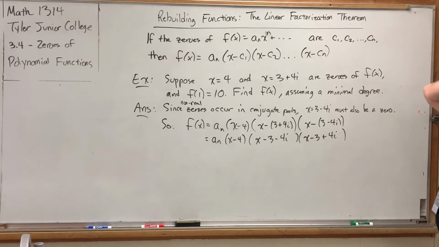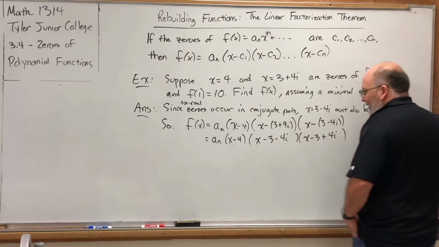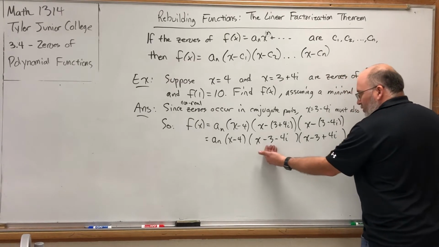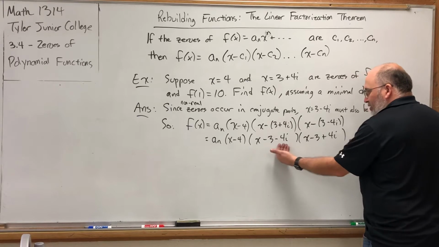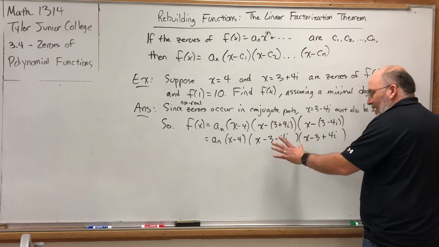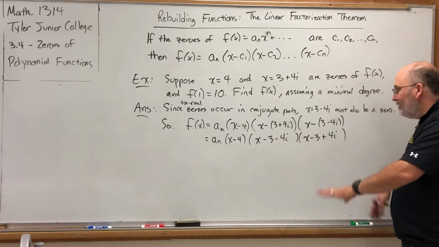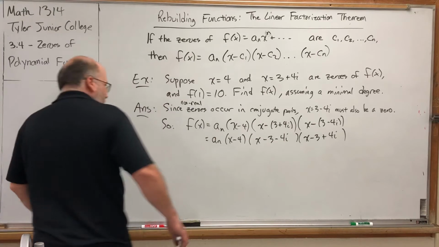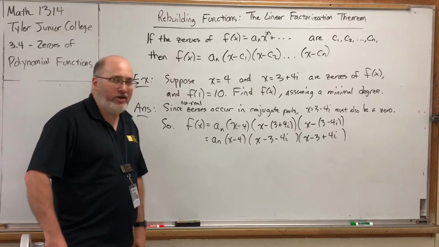And now I got a whole heap of multiplying to do here. Now, you can multiply these by just distributing 3 times over. Distribute the x across here, distribute the negative 3 across here, distribute carefully the negative 4i across here. Gather like terms, clean up all your i's, and pray for the best. Now that being said, I'm going to show you a gimmick for multiplying a trinomial times a trinomial.